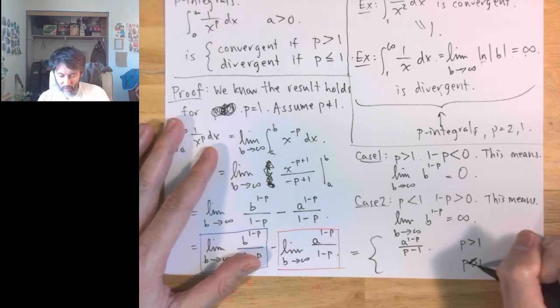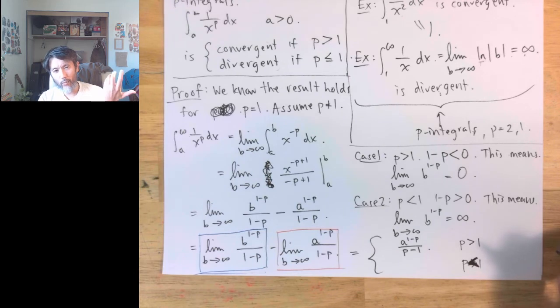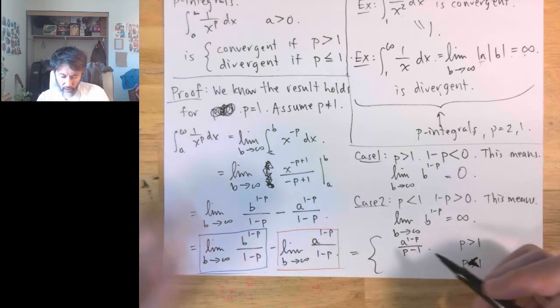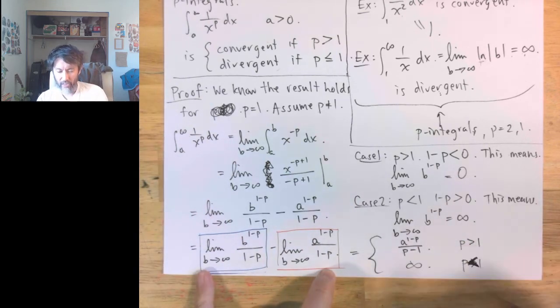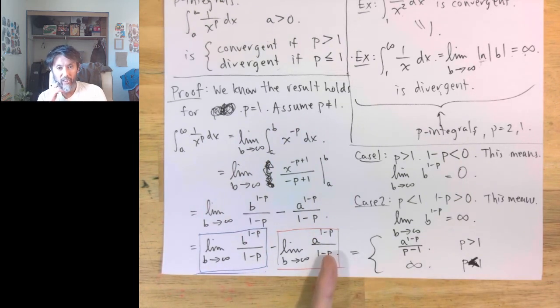When P is less than 1, exactly the opposite. Geez, I wish I could erase. I need whiteboards. I need chalkboards. This paper thing and ink is for the birds. This thing is infinity in the case where P is less than 1. The blue thing explodes. A is just some dumb finite value, so their difference is also infinity.